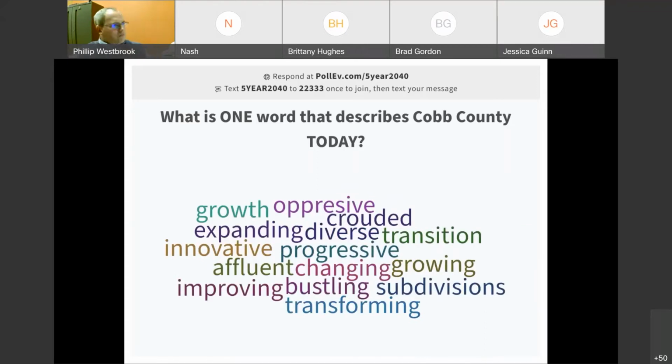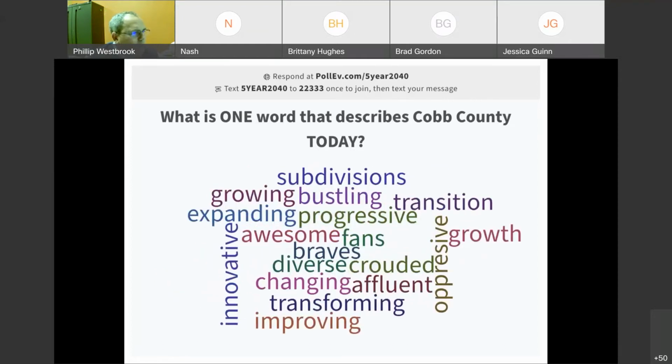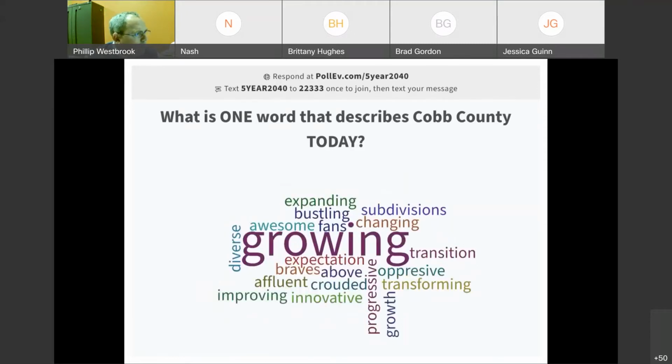Looks like we're getting some awesome responses. We also have responses in the chat. Transitional, growing is a huge one. A lot of people are saying growing, endangered, interesting, and then transitional. So we still have some responses coming in as well. Braves fans, I like that one. Also, we just had one that says growing above expectation, which is pretty awesome.